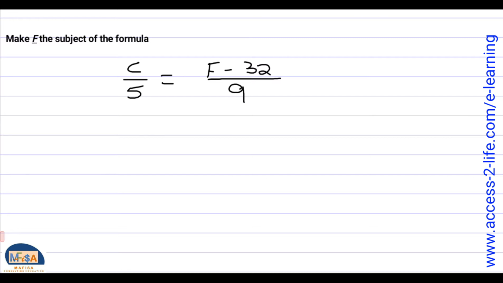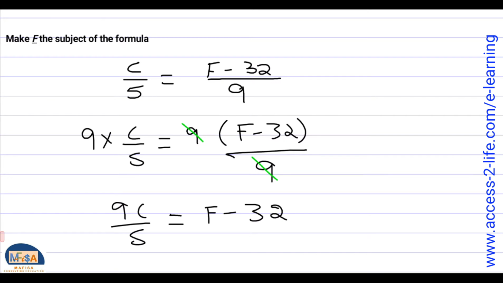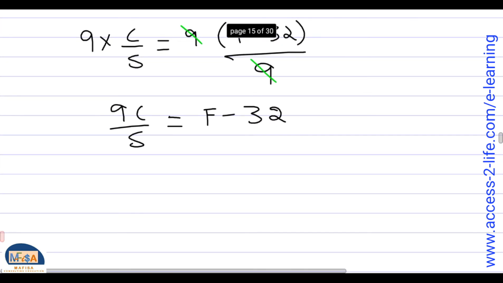So we've got 9 times c over 5 is equal to 9 times f minus 32 all over 9. And as we said, the 9's will cancel each other out. Then what we're left with is 9c over 5 is equal to f minus 32. Okay, so we're sort of getting there, but not there as yet. So because we realize that the 32 is still with the f, and our aim is to have the f by itself, what we can then do is try to remove the minus 32 on the right hand side.